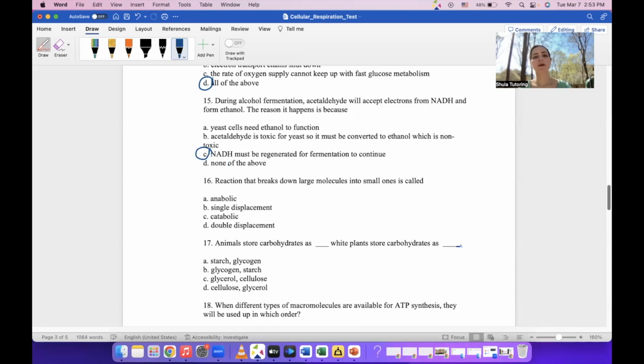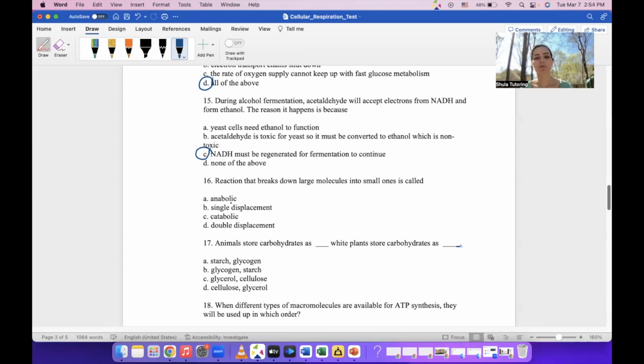So the main point of fermentation is that we have to regenerate NAD plus, and then fermentation will be able to continue. And even though we won't generate a lot of energy, we will generate some energy, enough energy for that organism to live. So those yeast cells will be able to survive just with fermentation.